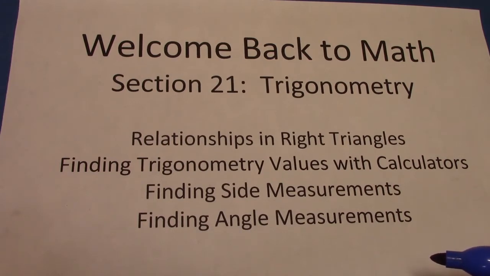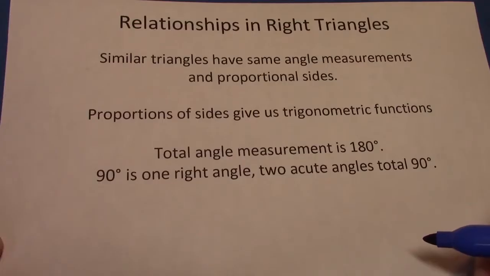In section 14, we saw that congruent triangles have the exact same angle measurements and the same side lengths. Similar triangles, which is what we're going to look at in trigonometry, also have the same angle measurements, but their sides are proportional. It's those proportionals of the similar right triangles that give us the trigonometric functions. We can use those functions to calculate unknown angle measurements or unknown side lengths.